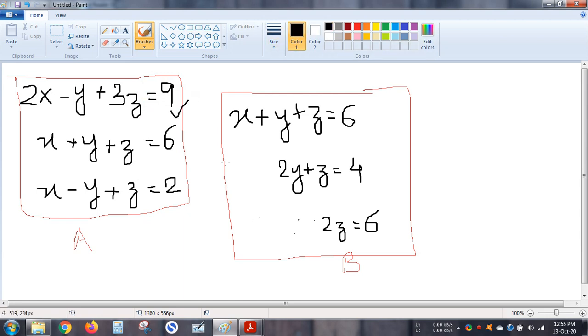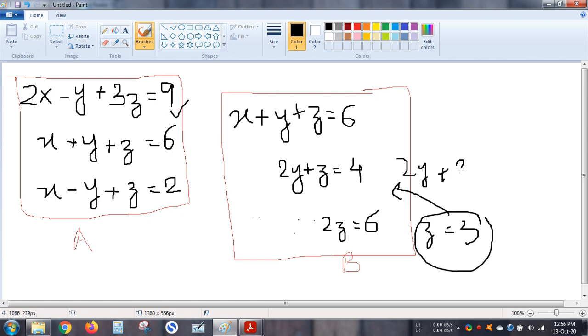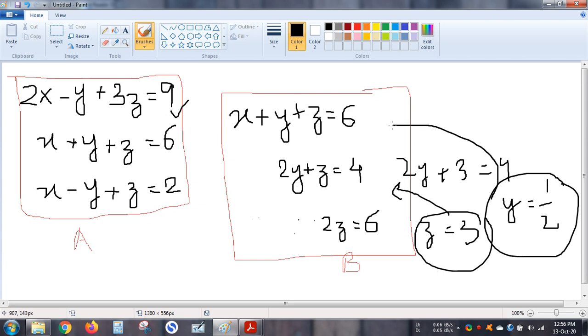This or this? Over here you have all the variables present. You have to do a lot of calculations over here. But over here, see the third equation, z is equal to 6. So over here I can easily tell my z is equal to 3. I can put this z equals 3 in this particular equation, and I can find out 2y plus, in place of z you put 3, is equal to 4. That means your y is equal to 1 by 2. You know your y, you know your z, just put them in the first equation, and you can find out your x. Wasn't it easy?